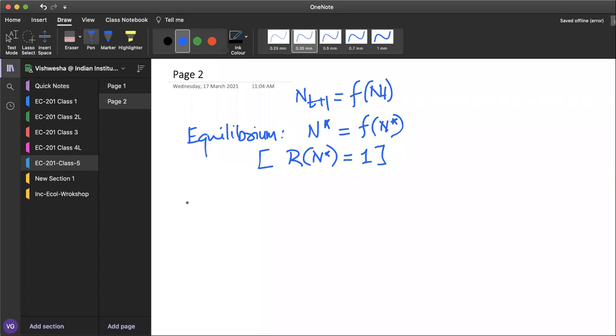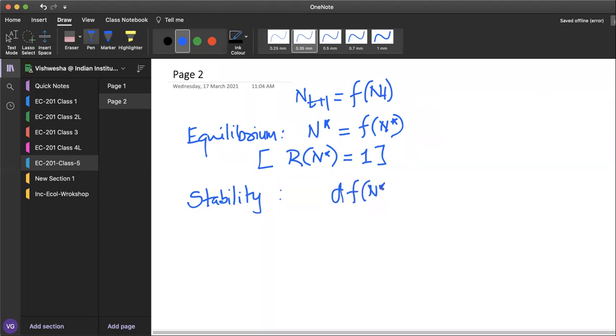And then we can also, just because a population is in equilibrium doesn't mean it is stable. So to know whether a population is stable or not, we have to calculate the derivative of this function at the equilibrium and check if the modulus is less than 1. If the modulus is less than 1, it will be a stable equilibrium. If the modulus is greater than 1, it would be an unstable equilibrium.